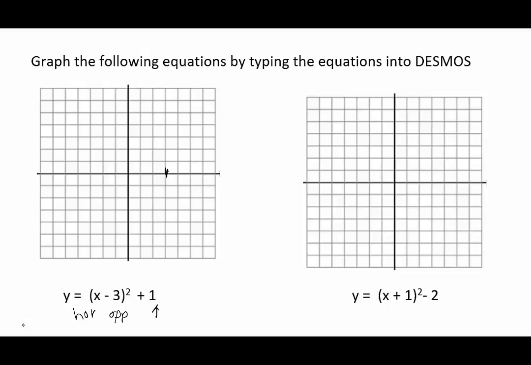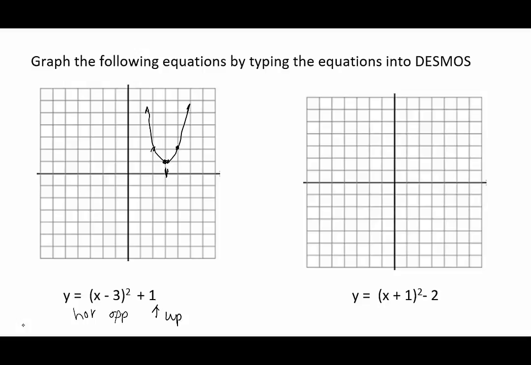The 1 at the end moves it up. It's the same sign, and it's vertical when it's at the end. So 3 in the positive direction, 1 up, and I know it's a parabola. Up, over 1, up 1, over 1, up 1. There's my parabola. The next one is for you to do.